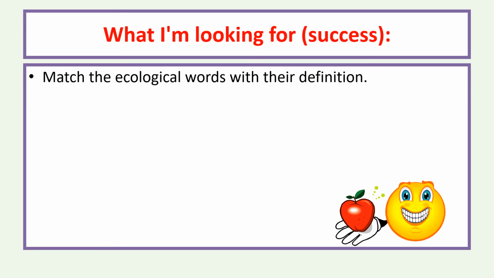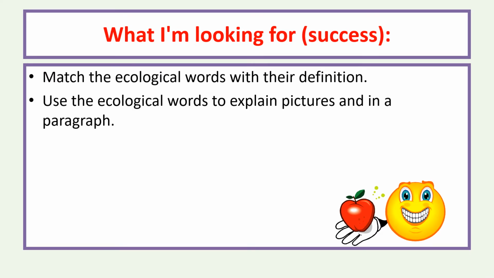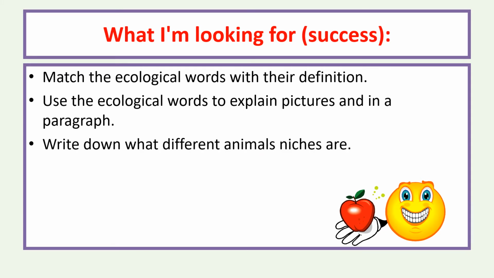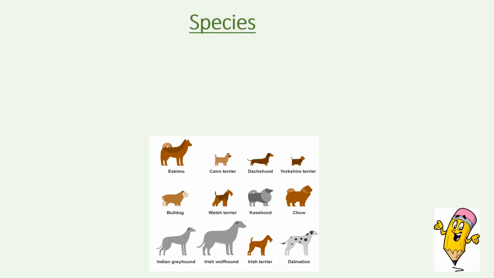To be successful, you will be able to match the ecological words with their definition. Use a paragraph with the ecological words to explain pictures, and write down what different animal niches are. The first keyword we're going to look at is species. Can you remember from third year what a species is? If so, pause the video and try to write it down before we go over the answer.